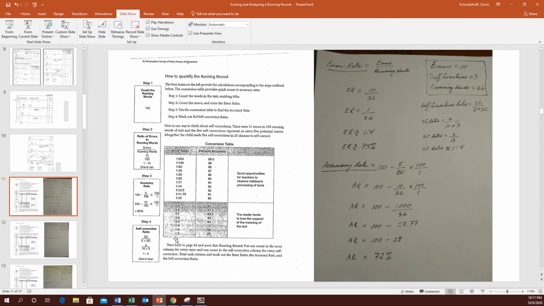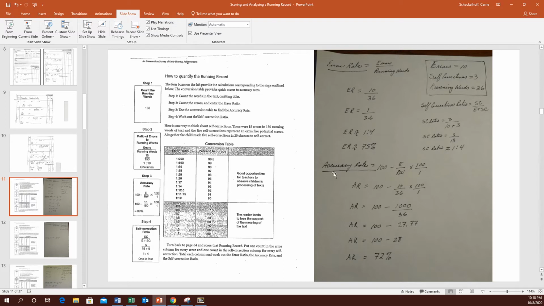And when I go in here to this chart, now you take this error rate right here in the chart, 1 to 4 is about 75% accuracy. So the error rate will give you an estimate of the percentage accuracy, and you can do that pretty quickly.